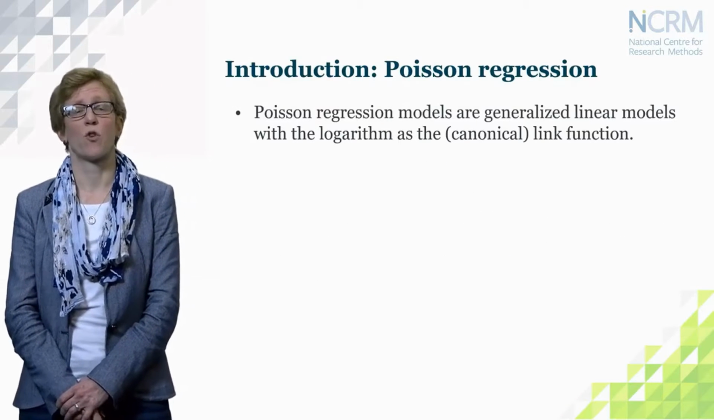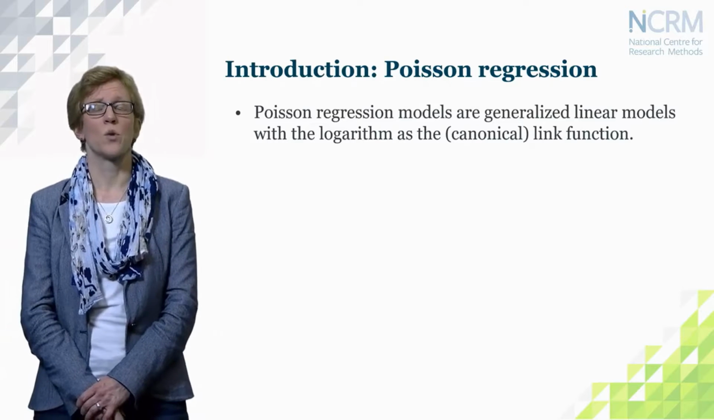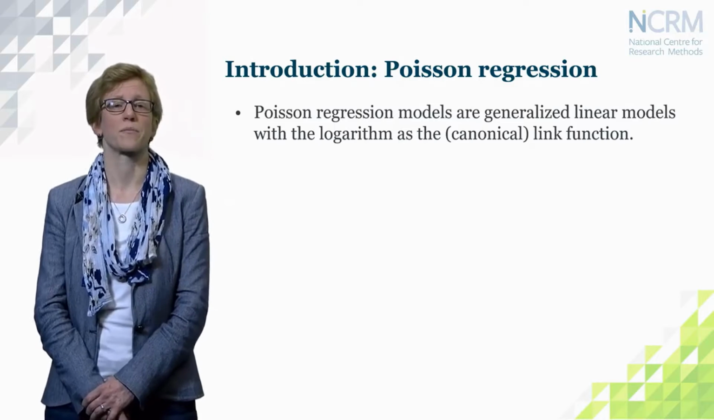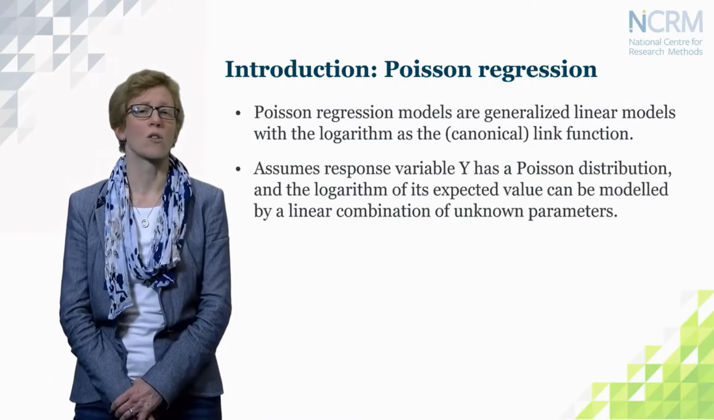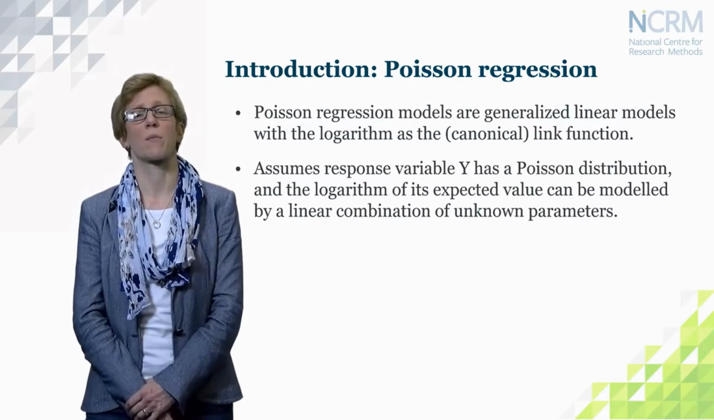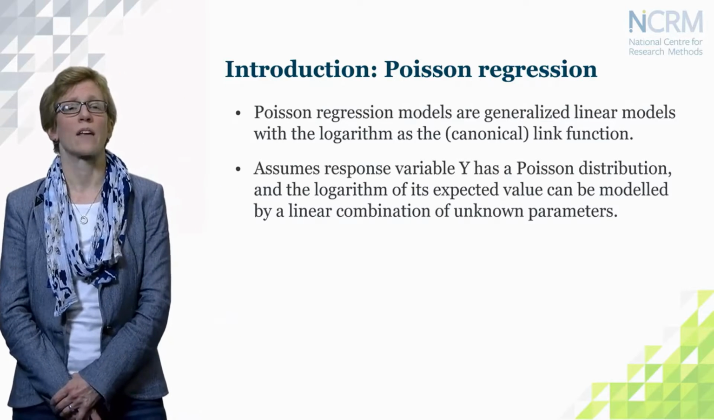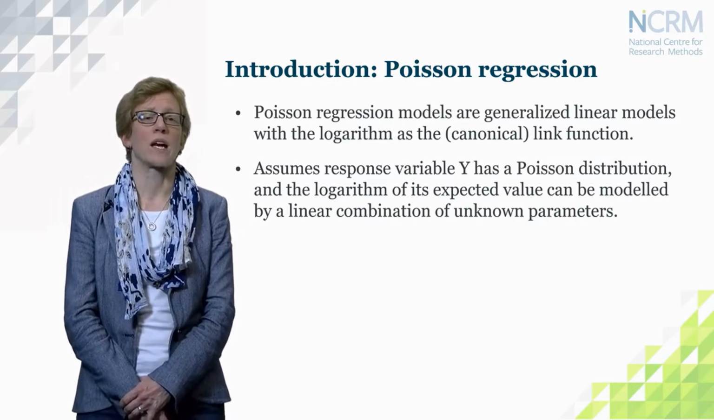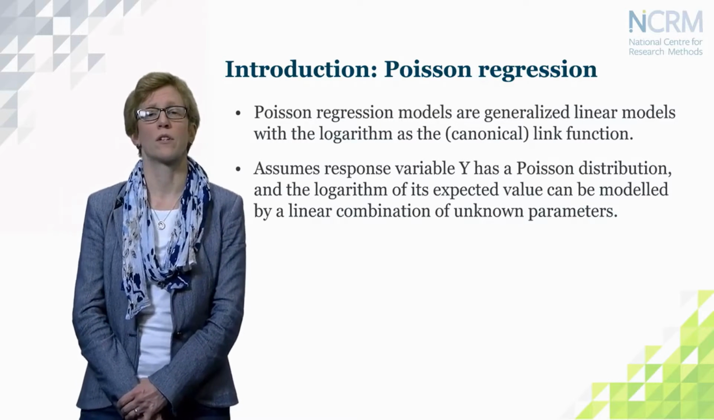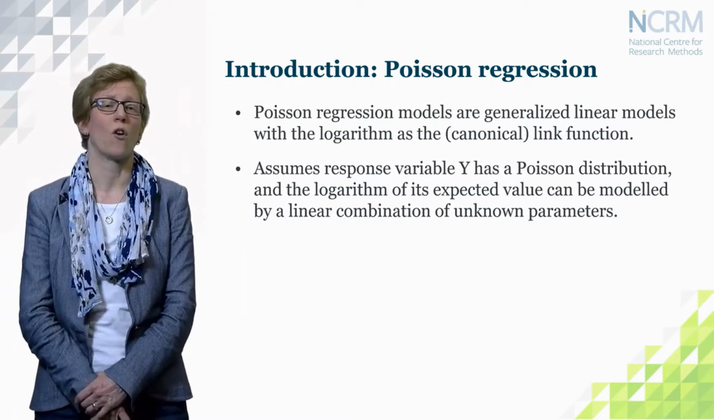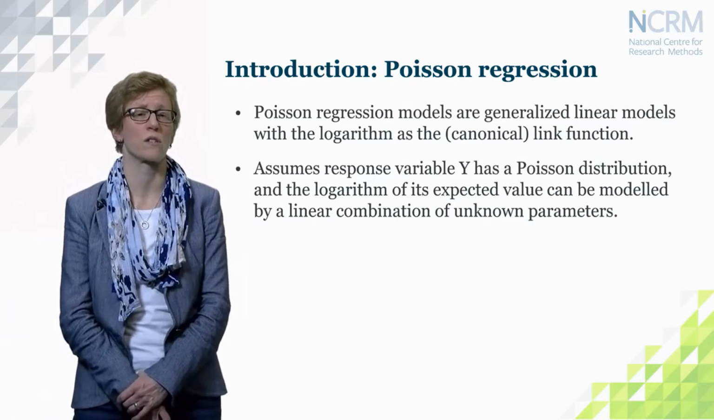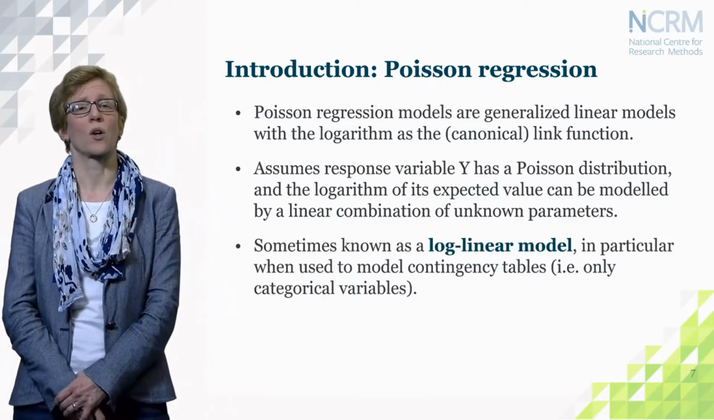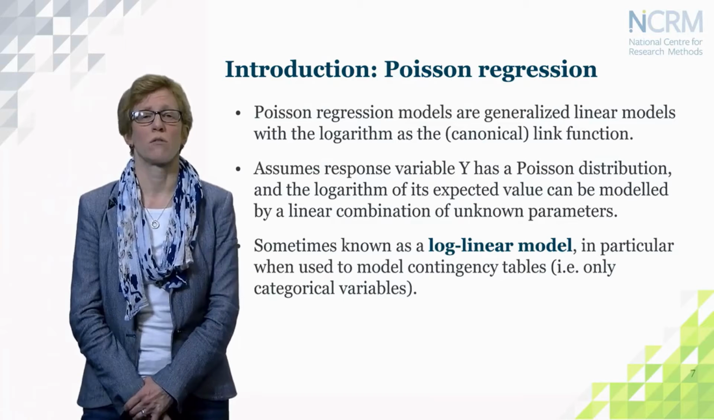Poisson models are a form of generalized linear modeling. It uses the logarithm, the log, as the canonical link function in this particular case. We assume that the outcome variable y, the dependent variable, the variable that we are particularly interested in, has a Poisson distribution, and the logarithm of its expected value can be modeled by a linear combination of unknown parameters, the unknown beta coefficients, the regression coefficients in your model. Sometimes it's referred to as a log linear model, in particular when used to model contingency tables.